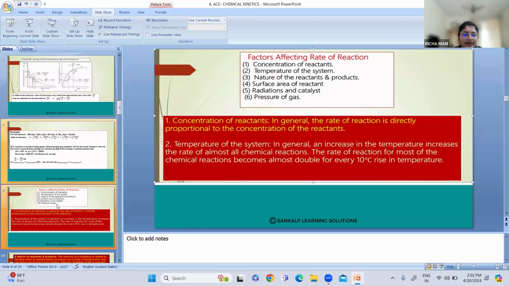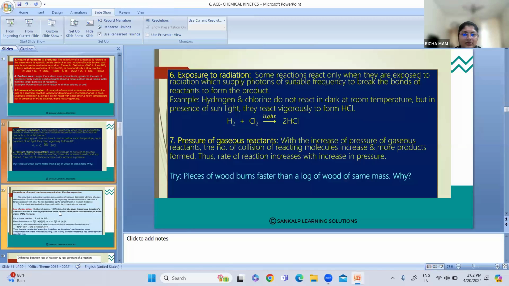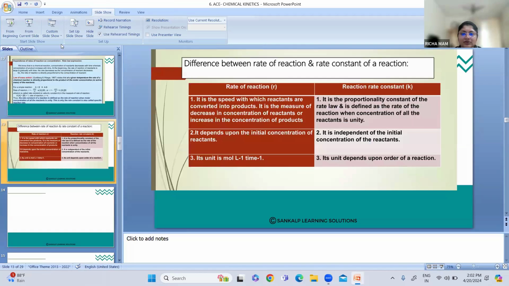So let us see the next one. Next is the order of reaction. Very important. How to calculate the order of reaction? Mark this as an important concept in chemical kinetics. So what is order of reaction?